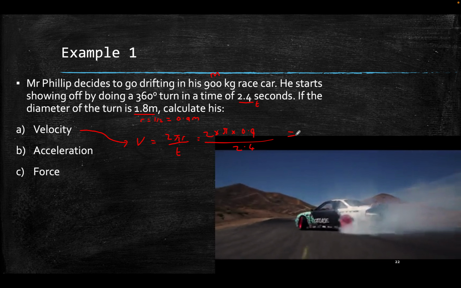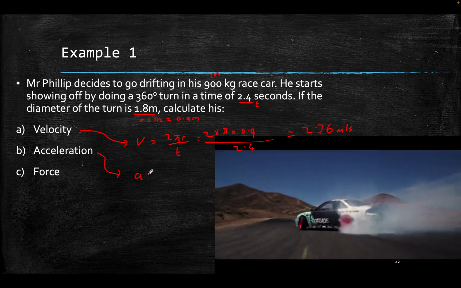So let's quickly do that right now. 2 multiplied by pi multiplied by 0.9, and I'm going to then divide that by 2.4, and I should hopefully get 2.36. I'm going to round the 5 up to a 6, and that is my velocity, so meters per second. Nice. And then you need to find the acceleration, no problem.